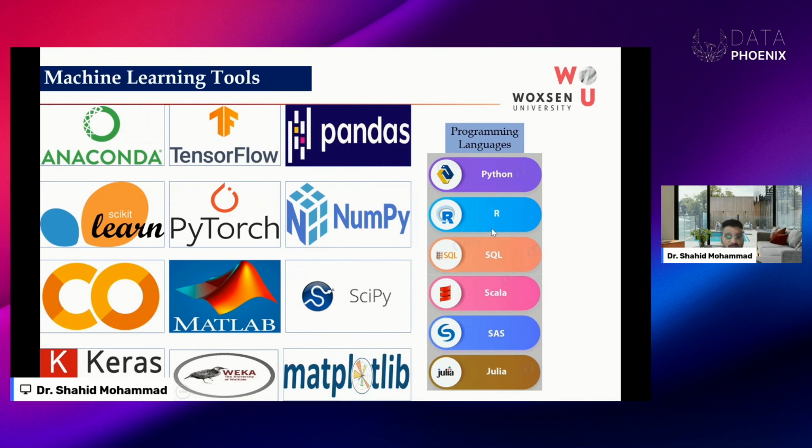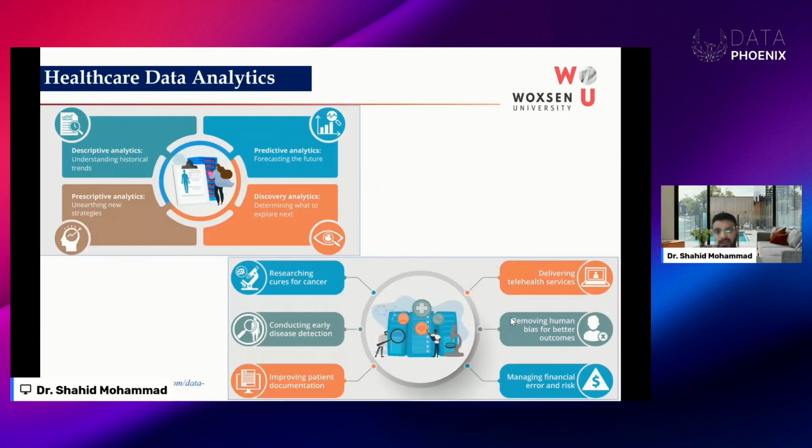And Python, R programming, SQL, Scala, SAS, and Julia. These are all programming languages that can be used based on expertise. If somebody is comfortable with Python, they can use Python. If somebody is comfortable with R programming, they can use R programming as well. But we can also use SQL and Scala for machine learning tasks. But as far as programming languages are concerned, these are two very important languages, Python and R programming, that can be used for this kind of task.